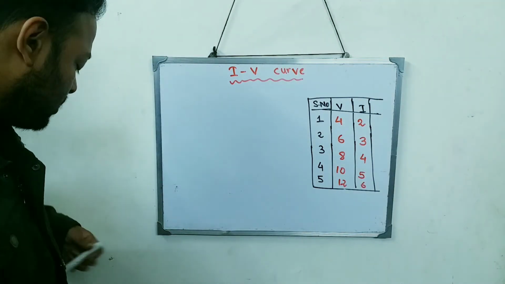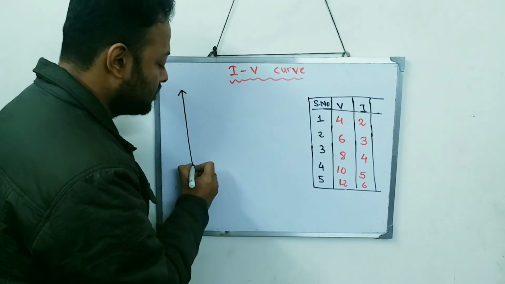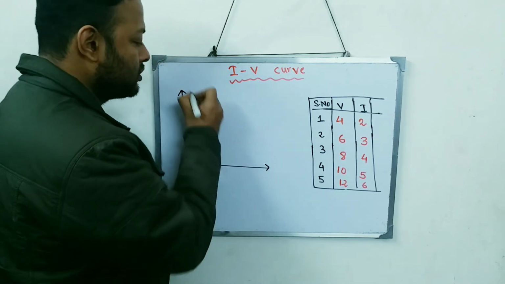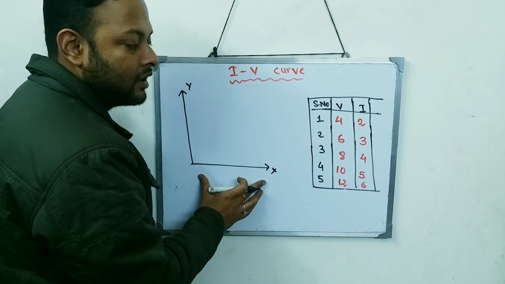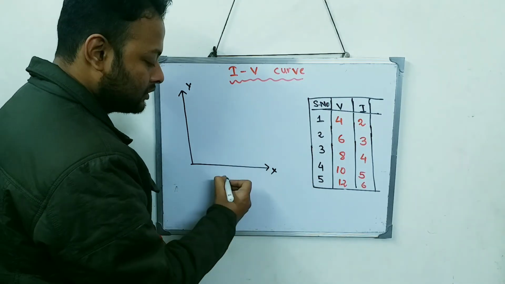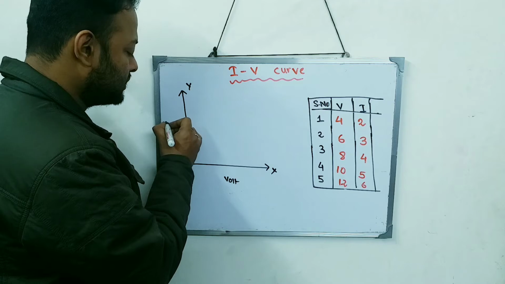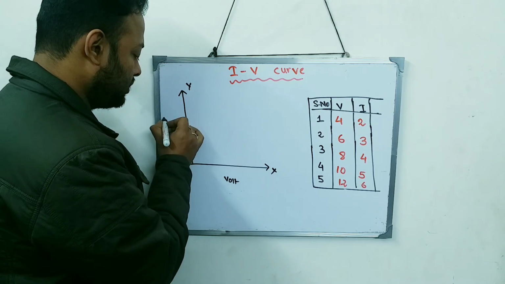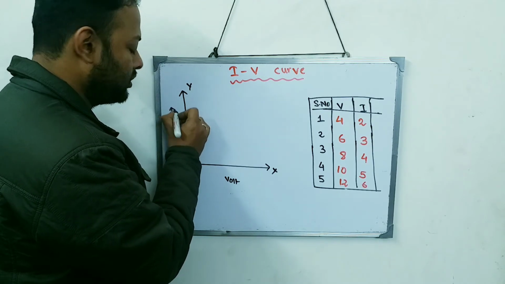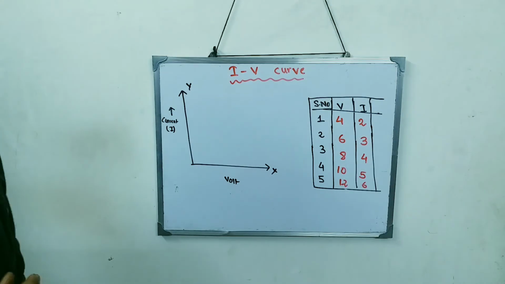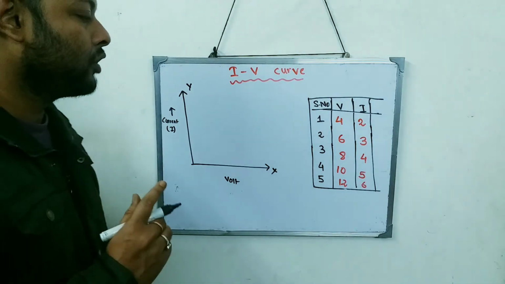So to plot a graph, I need two axes, the y-axis and the x-axis. This is the y-axis, this is the x-axis. The x-axis represents the voltage, and the y-axis represents the current, I. Now we have to plot these values on this graph. So how are we going to plot it?